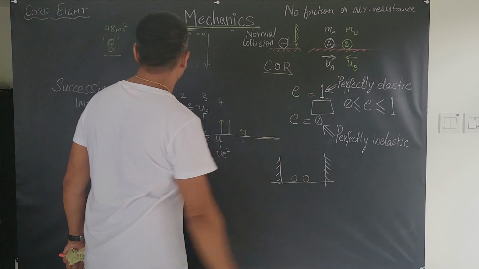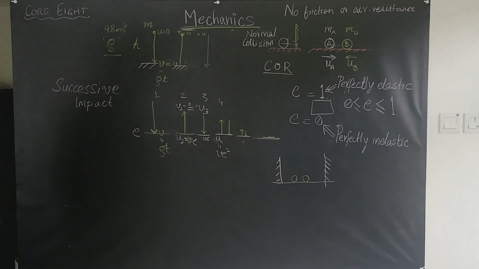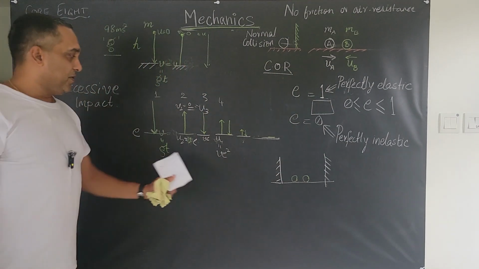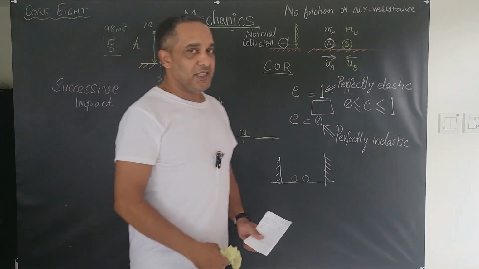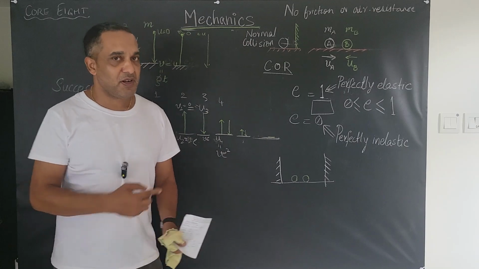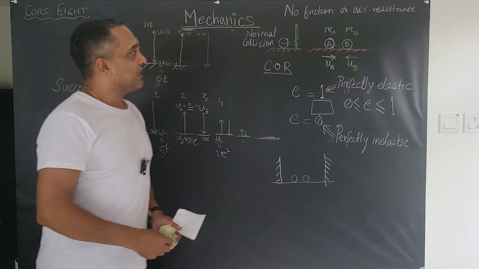So another area that you want to remember, successive impacts, another area to carry with you, and how the coefficient of restitution changes. So there we have it, collision in one dimension. The most important parts of this have been covered.